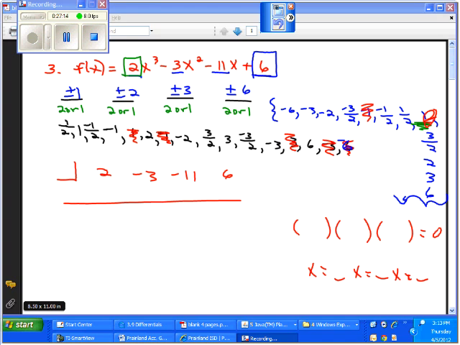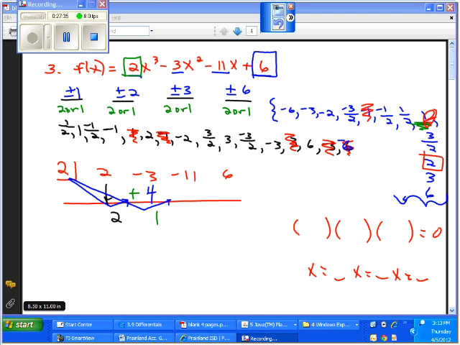We're going to try +2 now. We've tried 1 and -1, and it didn't work. So we're going to put in a 2. We're going to go through our process. We're going to bring down, and we have a 2. And then we're going to multiply. 2 times 2 is 4. And then we're going to add, and we would have a +1.